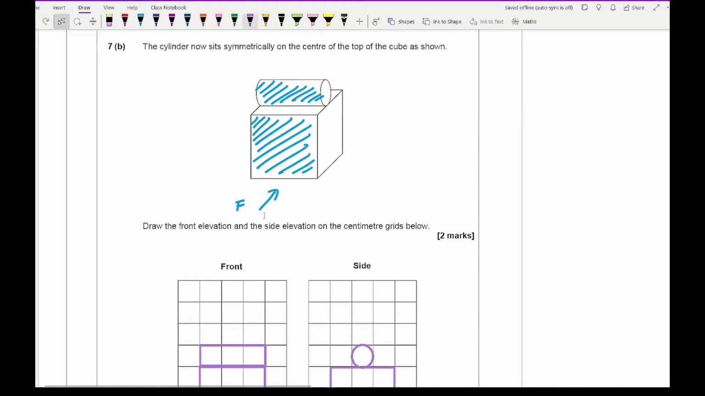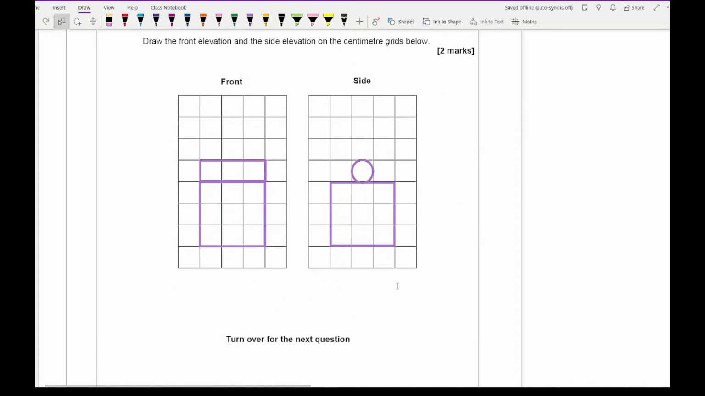Now for the side elevation, let's go for that in orange. So that's going to be here. That's going to be the square with a circle. And so what that's therefore going to look like is this. And again, you need to make sure that they are neat. You are using a pencil, you are sticking to the lines, and you are using a compass and a ruler.